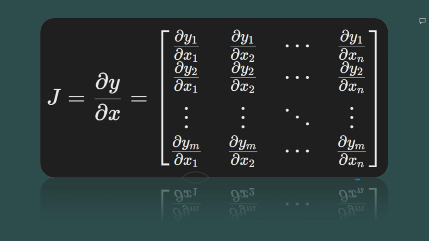Today, we're diving into Jacobians, a key mathematical concept that plays a vital role in neural networks, optimization, and machine learning. Let's break it down step by step so it's easy to understand.